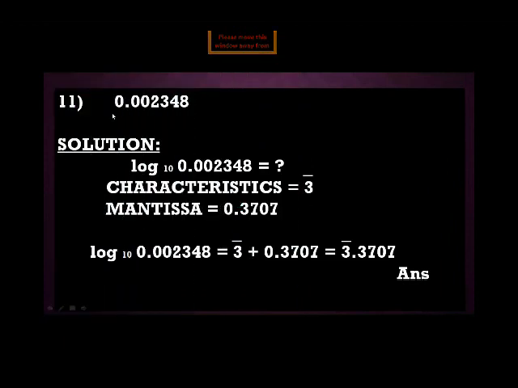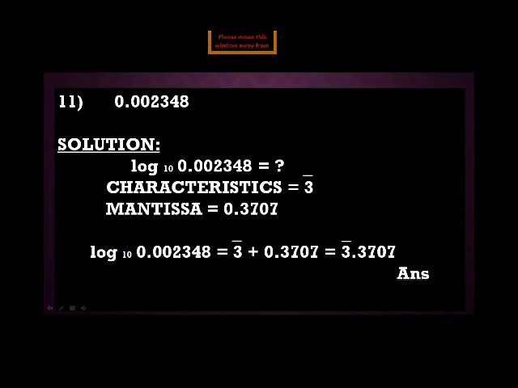Now question number 11, that is 0.002348. Again this number is less than 1. So for the characteristic, how many zeros are there? There are 2 zeros, so you will add 1 here. So 2 plus 1 is 3, so its characteristic is 3, and the given number is less than 1, so we will use negative or bar 3 as a characteristic. So the characteristic of the given number is 3 bar.